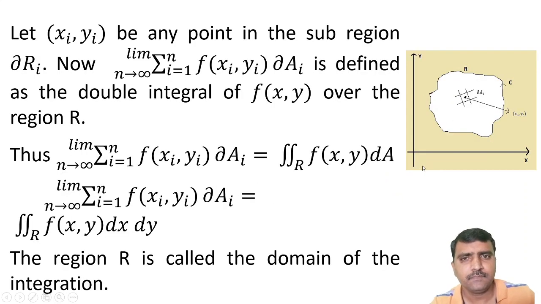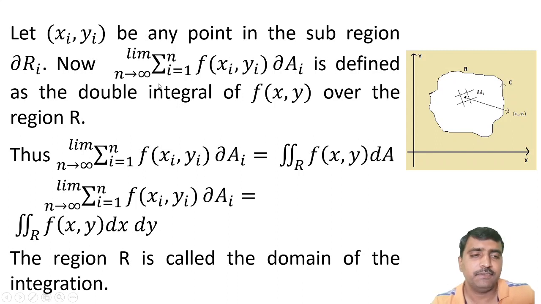Then you take the sum. f of x, y is the given function, which is defined in this region R, and delta A i is the area of this region delta R i. So you take the sum of all these areas into the function f of x, y. Then it gives the quantity f of x i, y i into delta A i. This is for only this region. If you apply the same to all these regions and take the sum, it is denoted like this: summation of i equals 1 to n, f of x i, y i into delta A i.